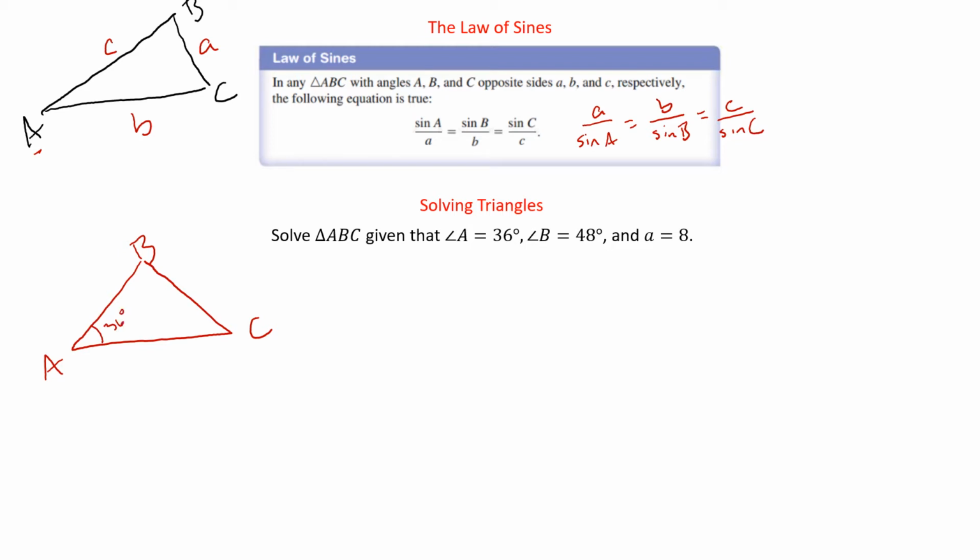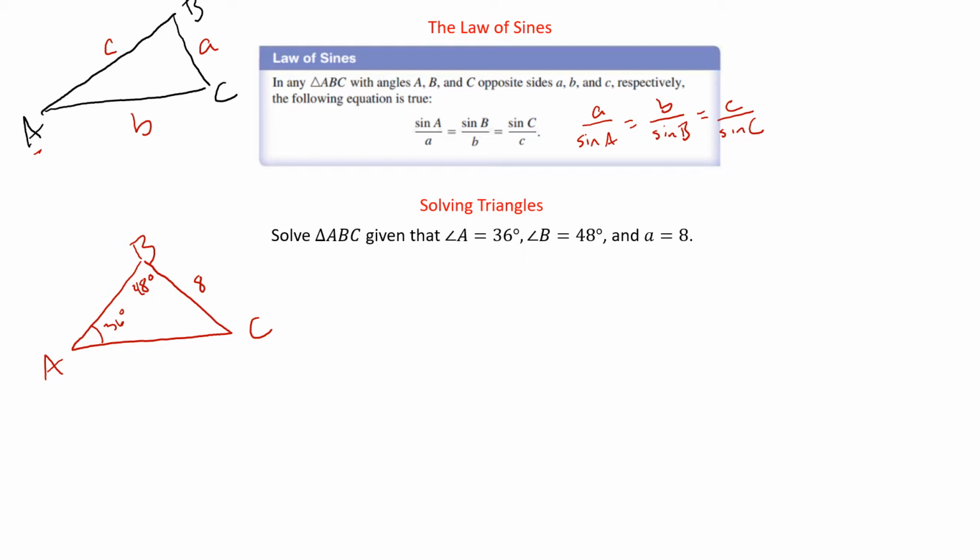Generally speaking, when we deal with law of sines and law of cosines, we'll be working in degrees as opposed to radians. No real reason for that, other than that's just what we probably will be working with. Angle B is 48 degrees, and side a is 8.